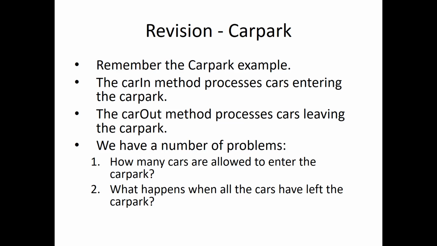Now, if you can cast your minds back, the car park example had two methods. One called car in, where we added one onto the number of cars going into the car park, and we had another method called car out, which removed a car from the car park. So in terms of the calculation, it just basically did a -1.